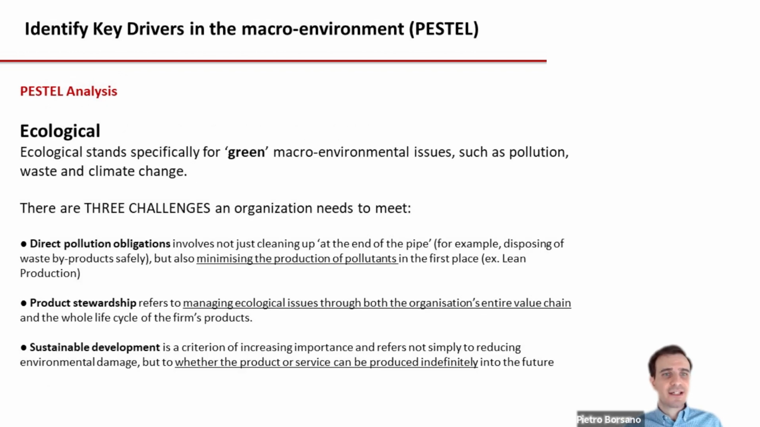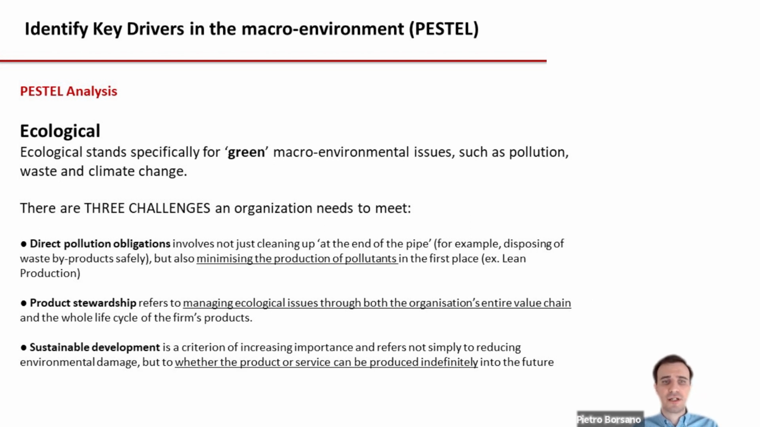The second E in the PESTEL analysis is the ecological. In the PESTEL analysis, ecological relates primarily to environmental issues. Organizations generally need to address three main challenges. First is direct pollution obligation, so essentially to try to minimize the production of pollutants and to implement a leaner production. This is especially true for manufacturing industries or industries that consume a lot of energy in their operations.